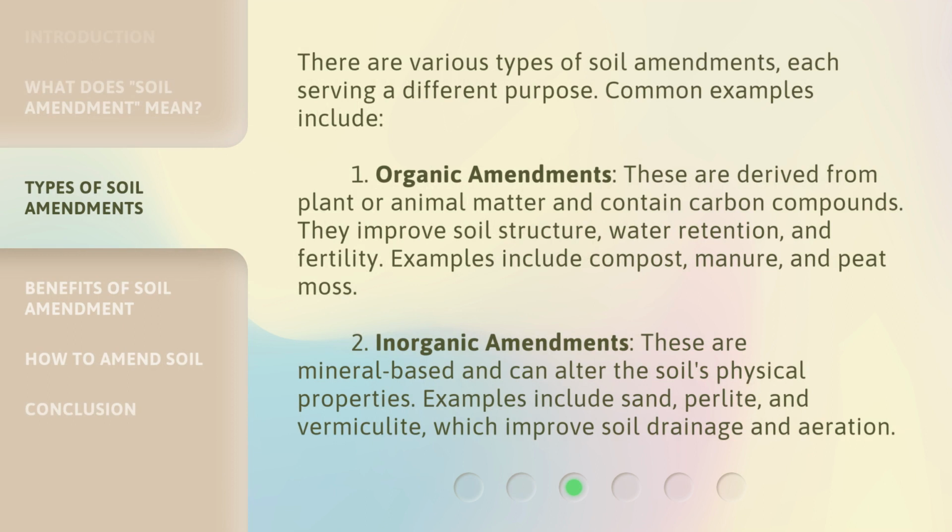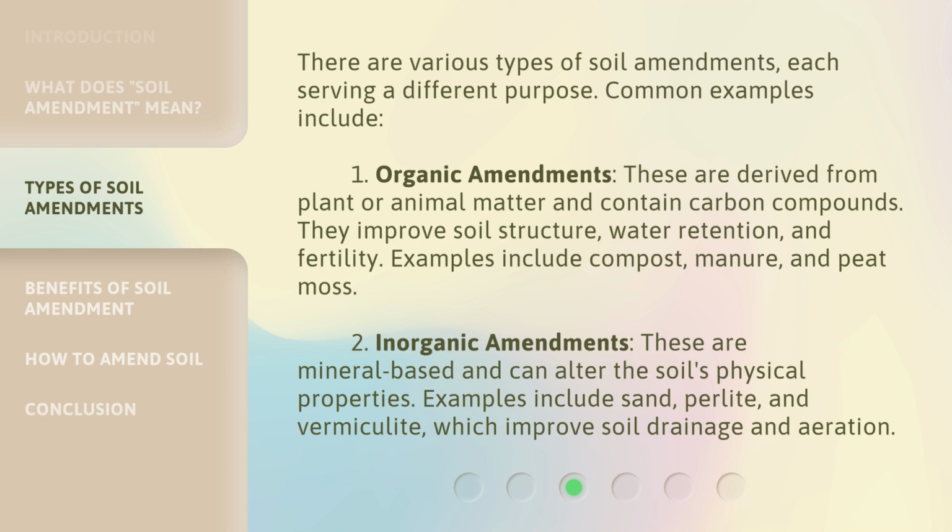There are various types of soil amendments, each serving a different purpose. Common examples include: 1. Organic amendments. These are derived from plant or animal matter and contain carbon compounds. They improve soil structure, water retention, and fertility. Examples include compost, manure, and peat moss.